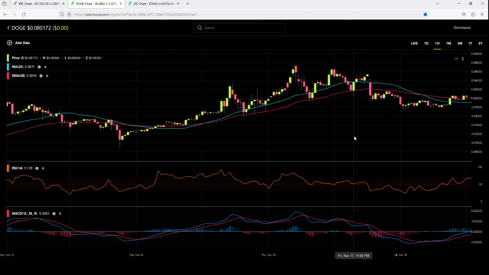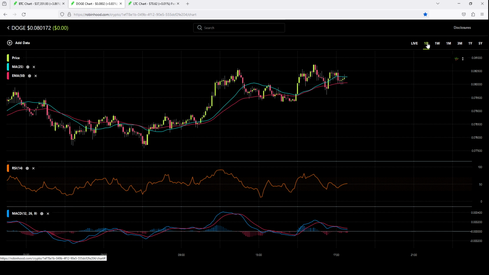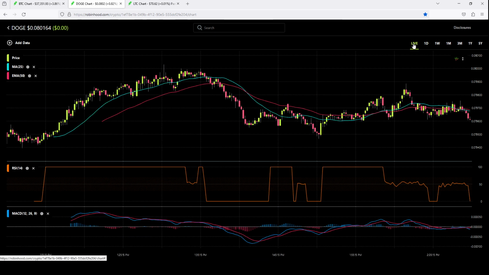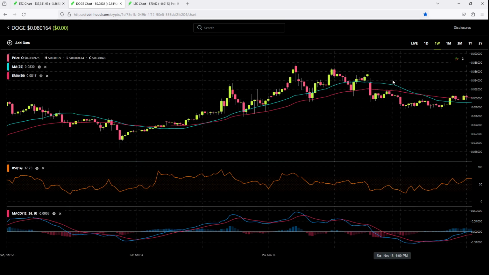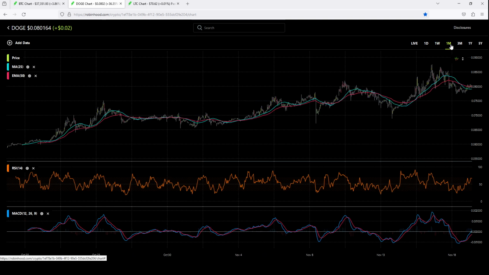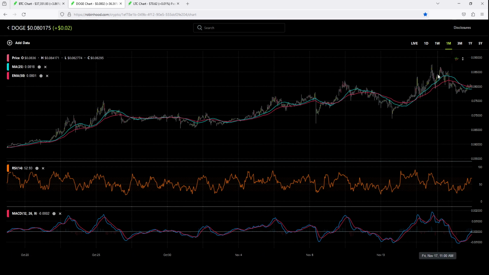So it's at 0.08 right now, making a little run, heading a little higher. On the daily, looks like this. It's making some progress. So the daily looks good. Weekly looks good, and the monthly for Dogecoin. Okay, that's Dogecoin on the Robinhood charting.